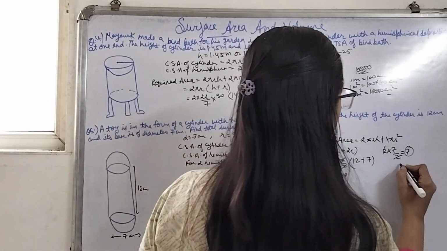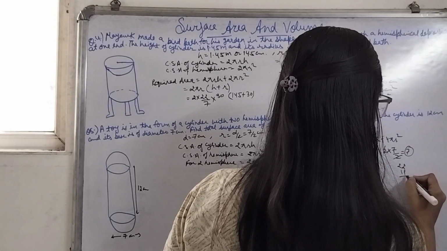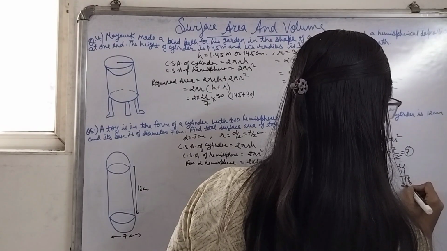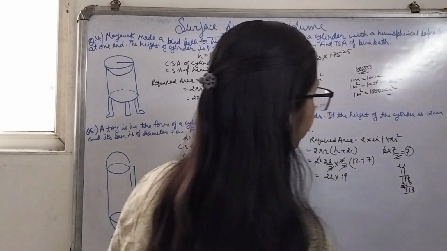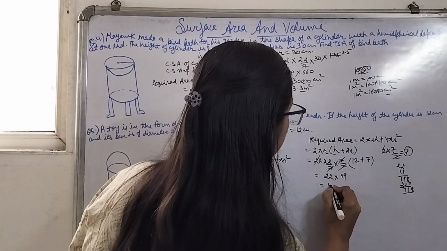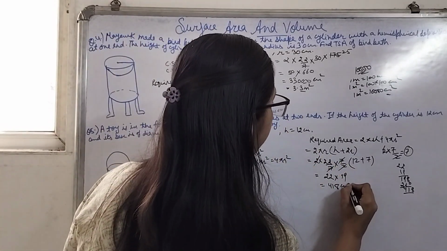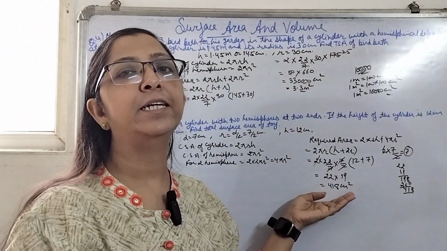So if we multiply it, 9 2s are 18, carry over 9, 2s are 18, 19. It will be 22, 8, 11, 3, 418. 418 will be the required area, that is in centimeter square. So the required area will be 418 centimeter square.